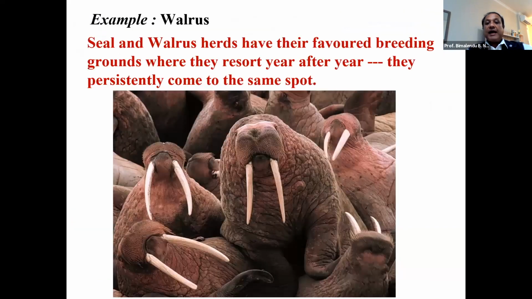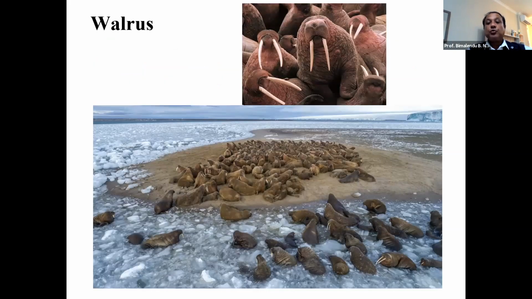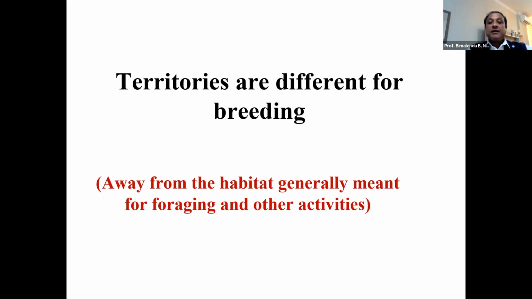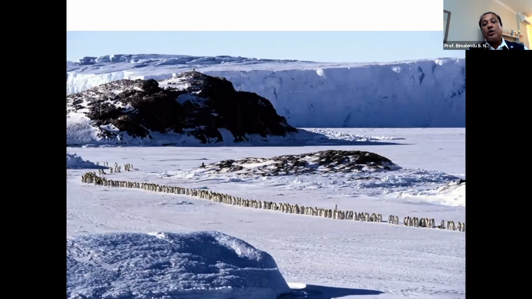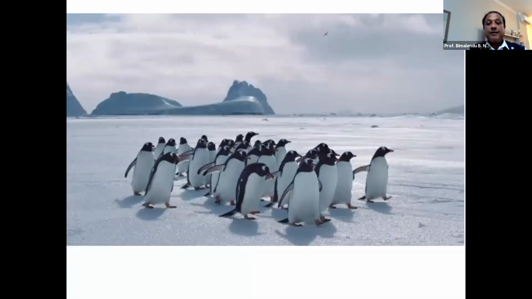So seal and walrus herds have their favored breeding grounds where they resort year after year. They persistently come to the same spot. Okay, so you can see the territory for breeding is different from the territory for non-breeding or non-reproductive purposes. You can see the same is the case with the walrus. Territories are different for breeding. Also, you can find many of the birds, and many times, the migration occurs for breeding purposes. They come a long distance, several thousand kilometers, and then they find a place which is suitable for breeding and raising the young ones.